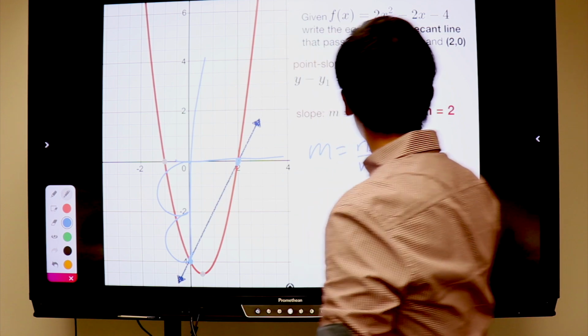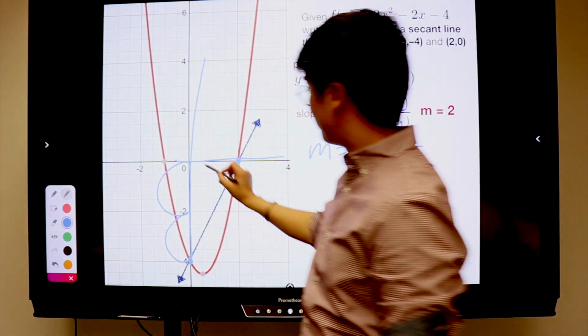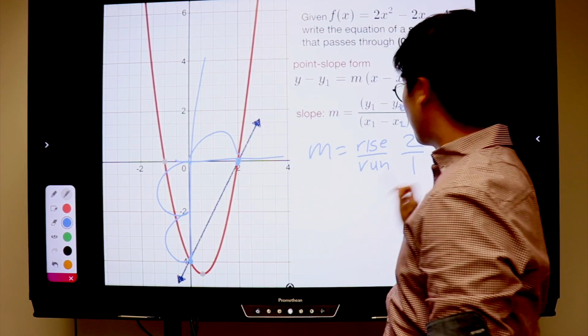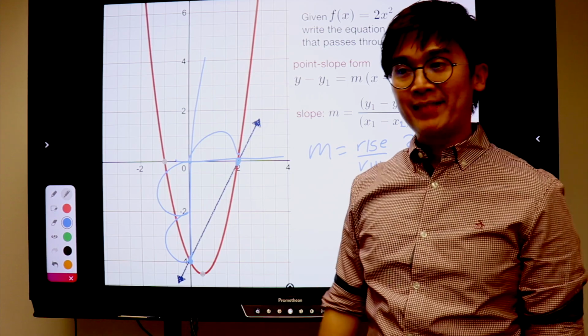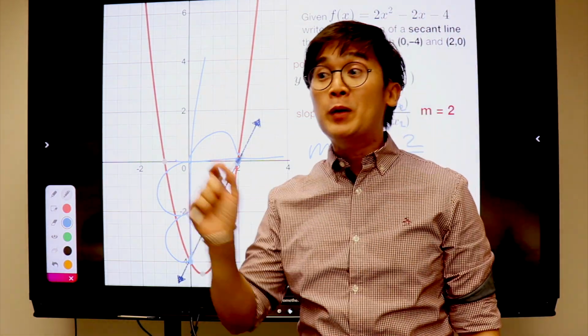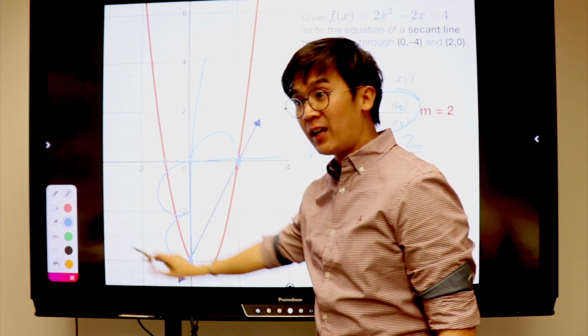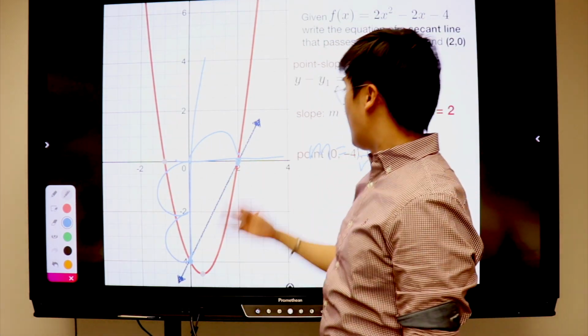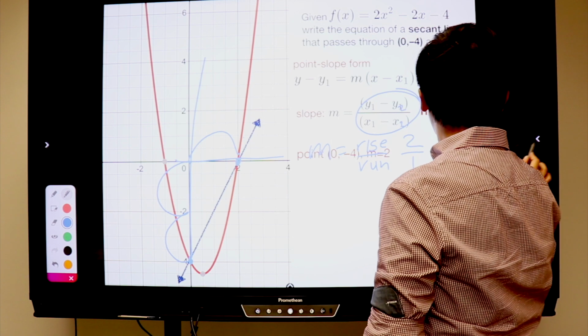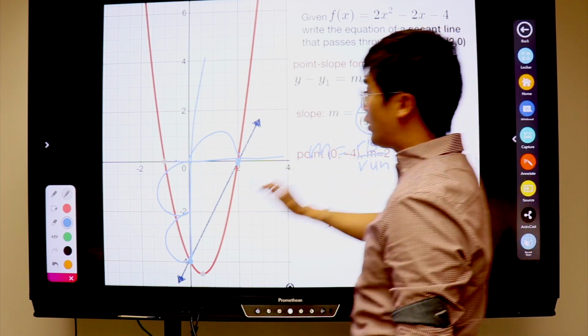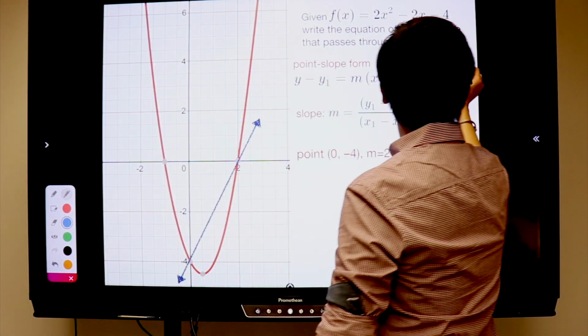One, two. 2 rise, 1 run. Done. So that's another way of computing for the slope graphically, using a formula and using the definition of the slope. Alright, so now that we know our slope and now that we have our point, and you can choose any of these 2 points right here.